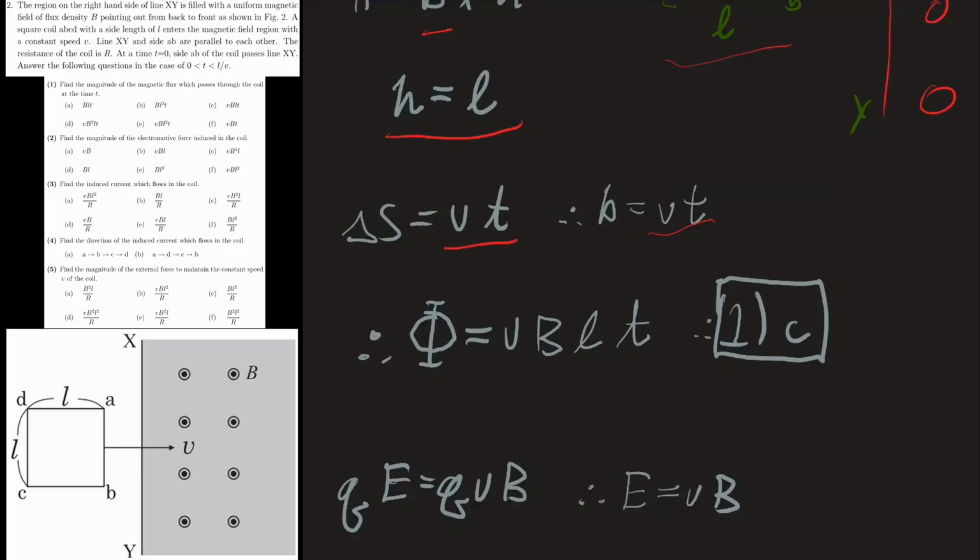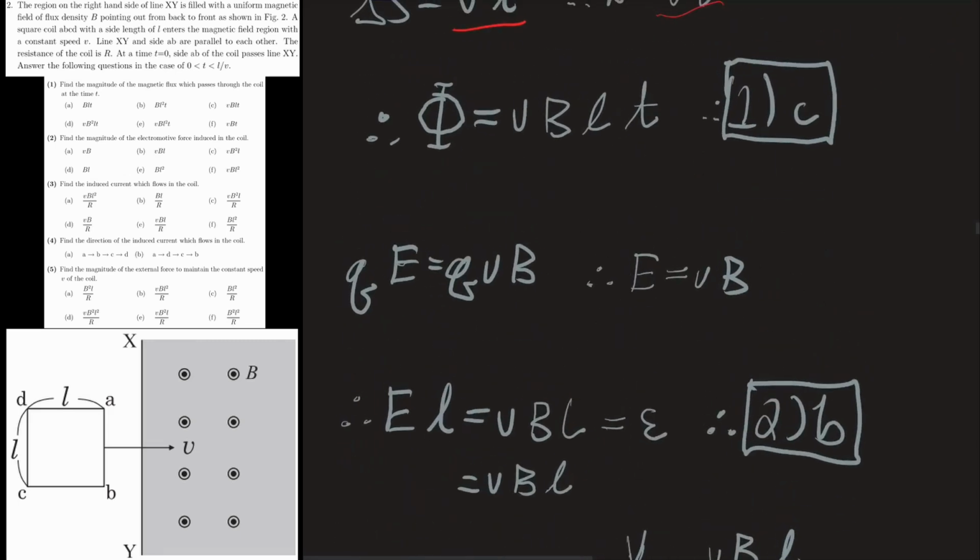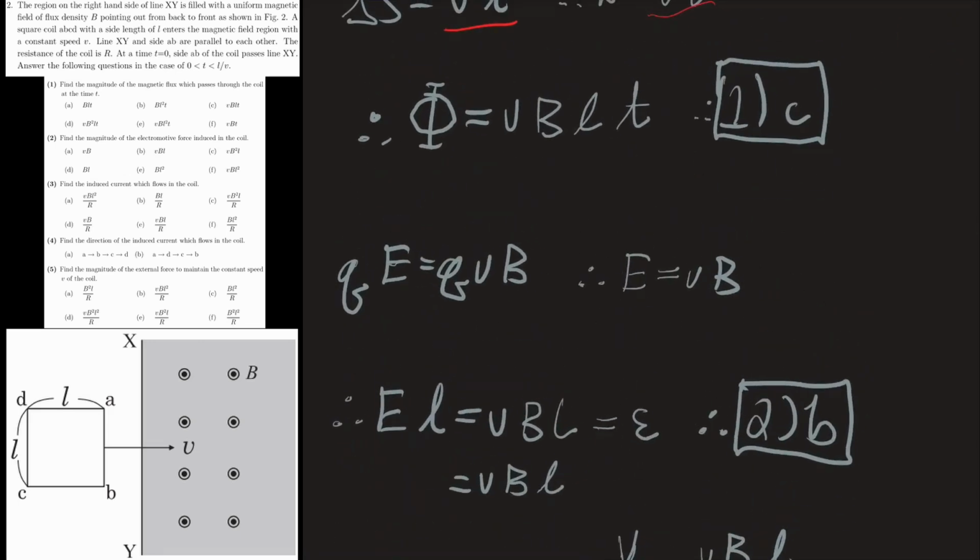But basically, it's just the work done in moving a charge over the distance L, meaning it is in volts. And it comes from the equations for the electric force and the magnetic force, which equal each other because our coil is moving at a constant speed v, so there is no net force. So these two forces are equal to each other if there's no net force. So the magnitude of the electromotive force is vBL, which is option B.